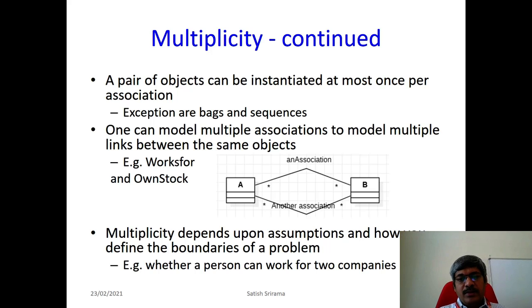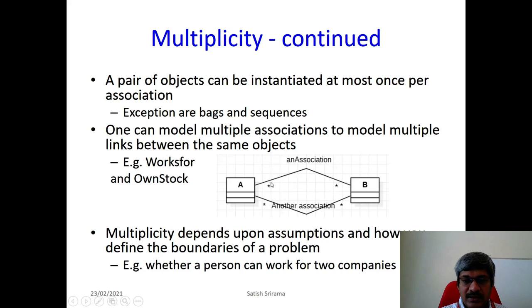We can also model multiple associations to model multiple links between the same objects. From the beginning example, we had this sort of class. Say for example, one class is Person, and the other class is Company. Then we were always thinking about two associations possible there. One is that a person works for a company, and he can own a stock as well. So there can be a first association, and then another association between the two classes. So it is possible, and you can model them like that.